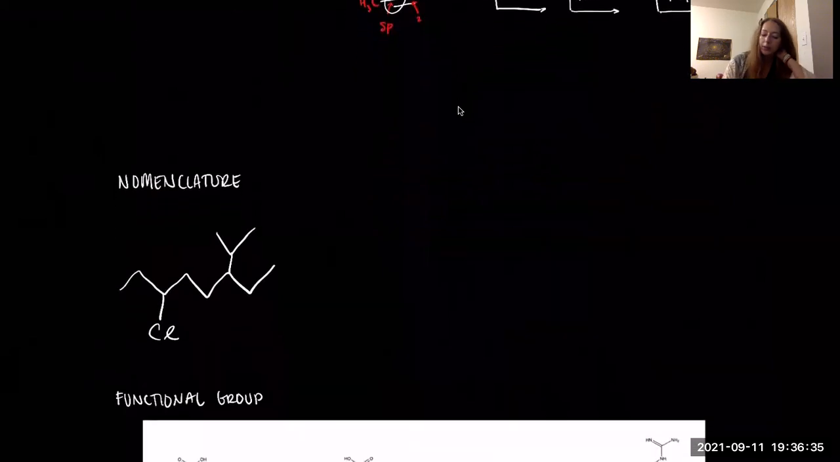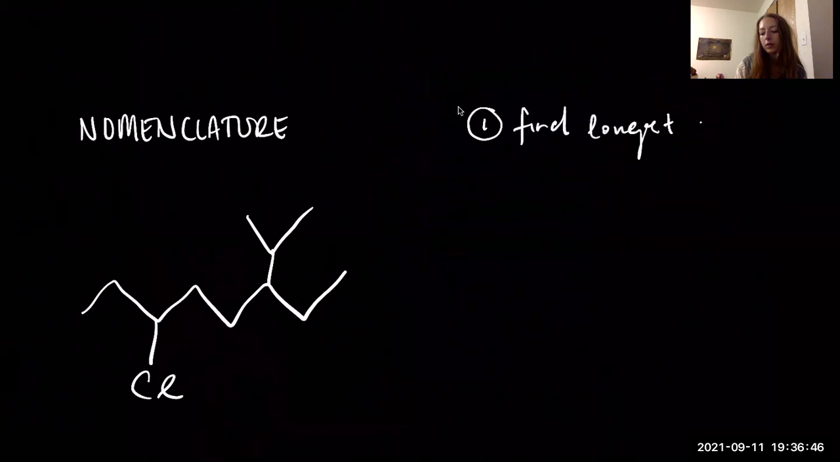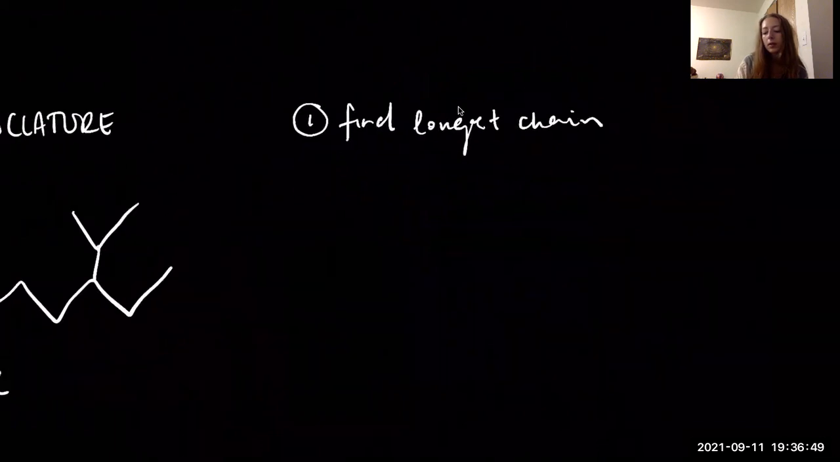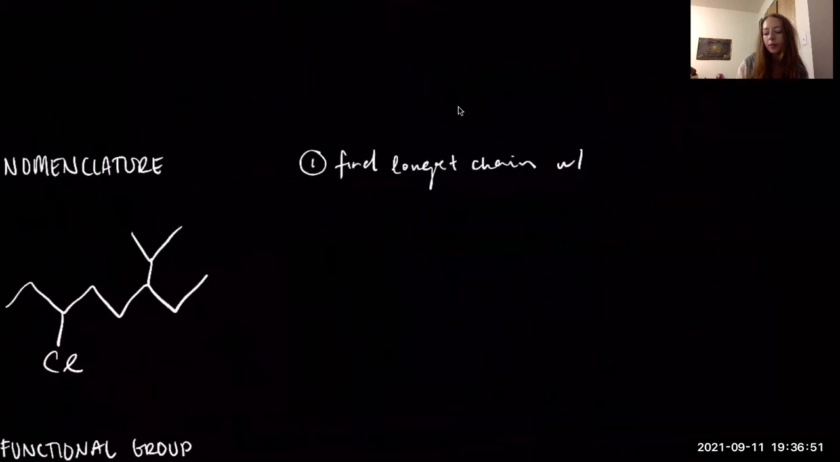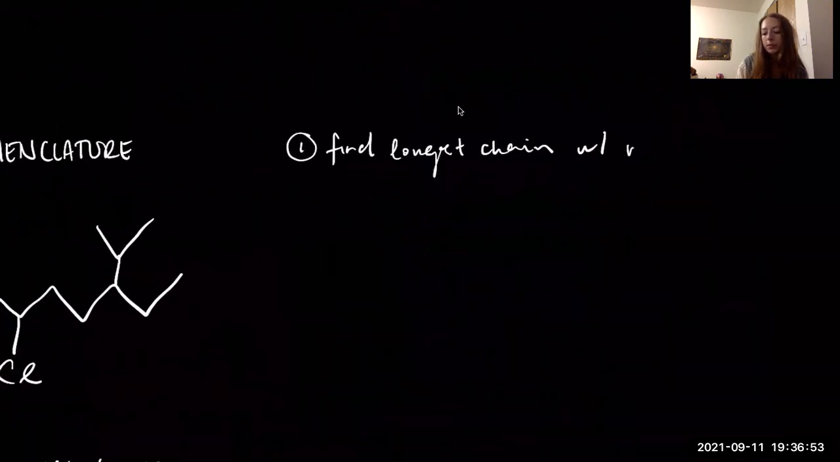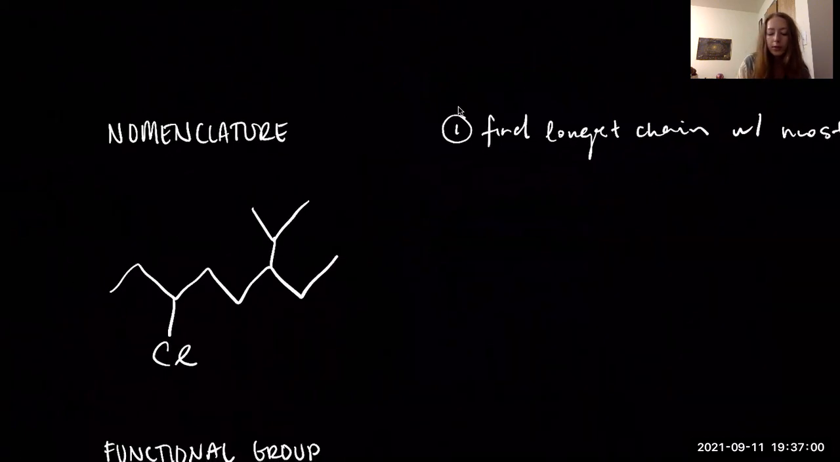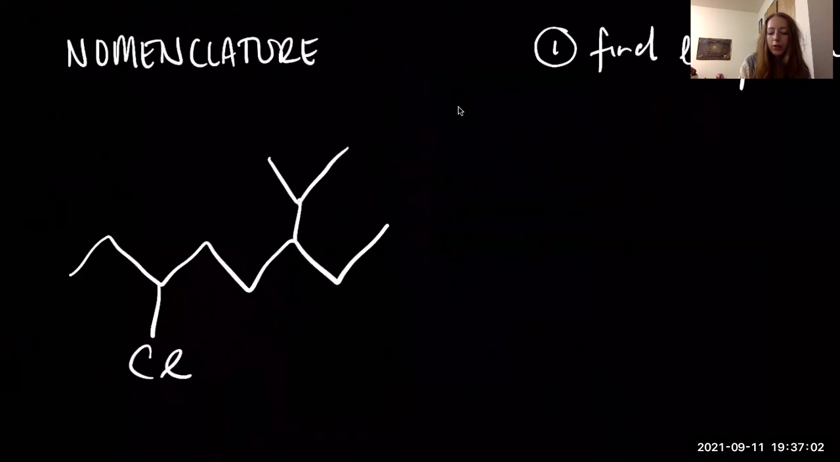Now we'll move on a little bit to nomenclature. So for naming, the first basic rule would be to find the longest chain with the most substituents. Okay. So if we did that over here, we just looked for the longest chain with the most substituents. That would be over here.